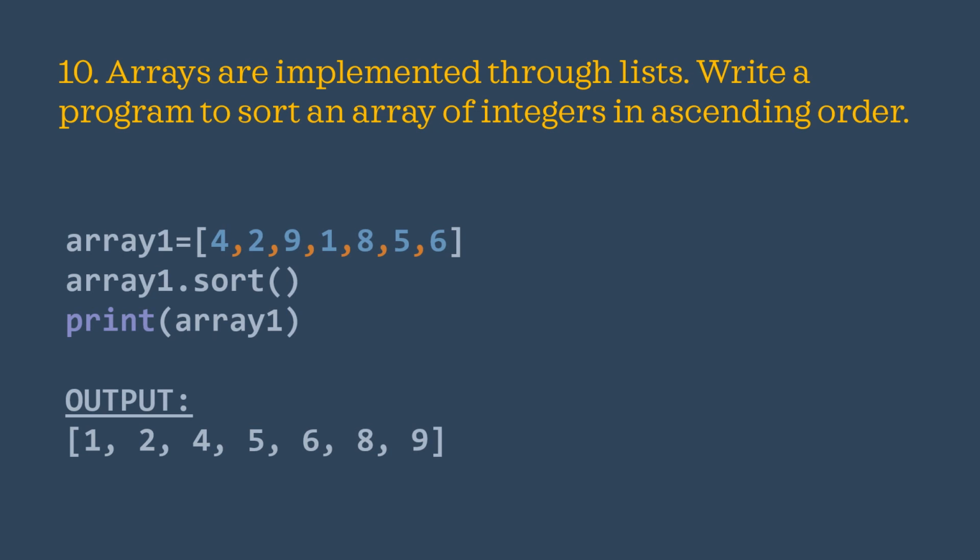Now since it is a list, we can directly apply the sort function with this list. So we can just write array1 dot sort. Whatever value is present in this list called array1 will be sorted in ascending order. Then once you print array1, you can get the values in ascending order.